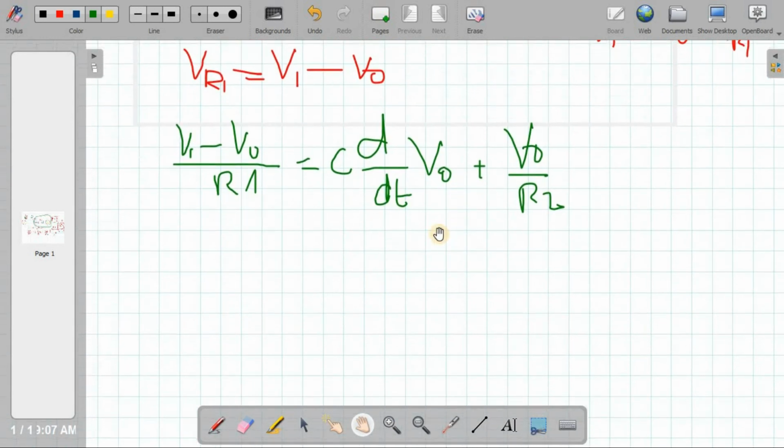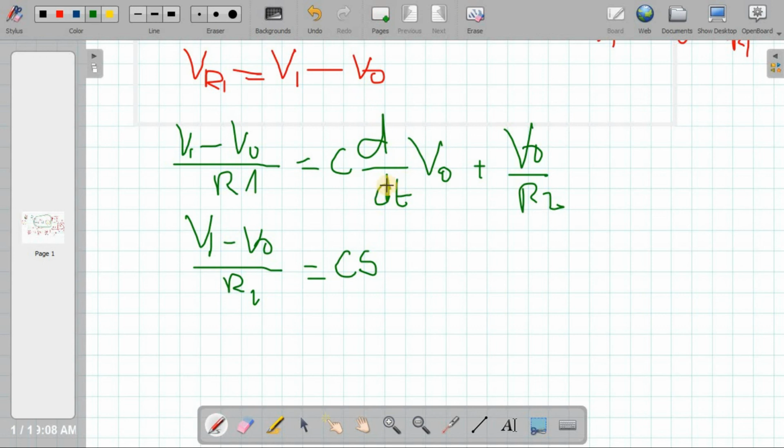So by this time now I have a problem. How are we going to solve this d/dt? To solve that one, we're going to have V in minus V0 over R1, which is going to be equal to what? To cancel this d/dt, we need to introduce S. When we introduce S, we solve this part. To solve the d/dt, we introduce S: d/dt changes to S. So we're going to have now C S times V0 plus V0 over R2.